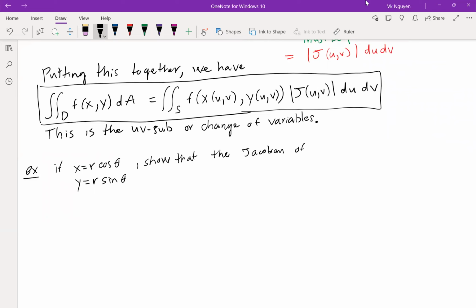Of this transformation is r. Yeah, I like to use transformation because the transformation comes from linear algebra. If you study linear algebra, you get a much better understanding of this thing. Okay, so what does this mean?